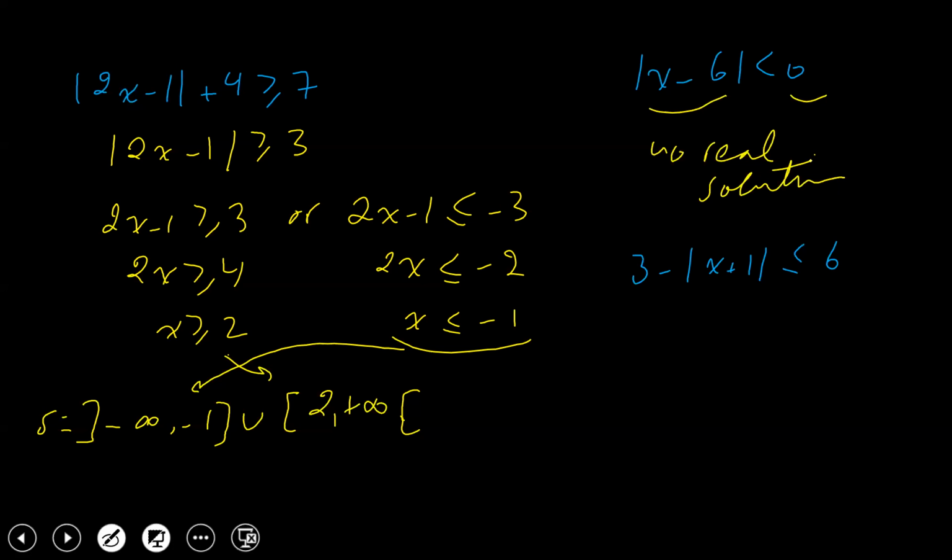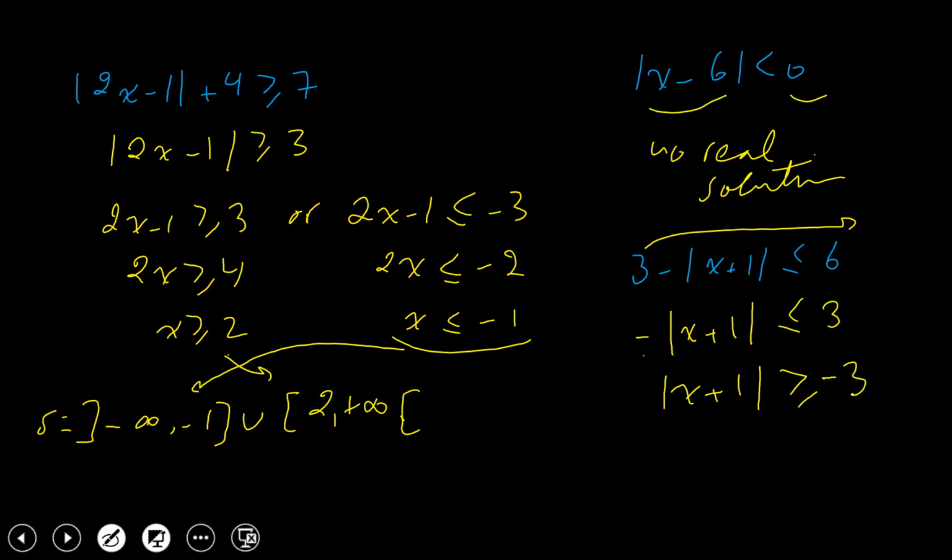Let's isolate the absolute value. Take 3 to the right hand side. We get minus absolute x plus 1 less than or equal to 6 minus 3, which is 3. Multiply the whole inequality or divide it by minus 1, it doesn't matter, to get rid of the minus here. We get absolute x plus 1, and we flip the inequality because we are multiplying by a negative, and it becomes minus 3.